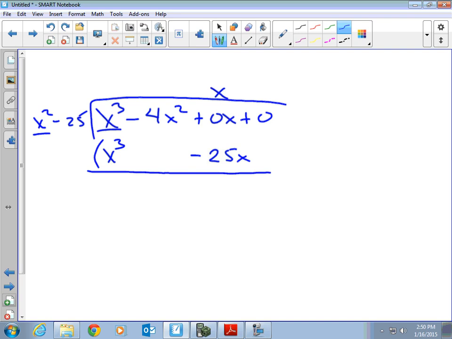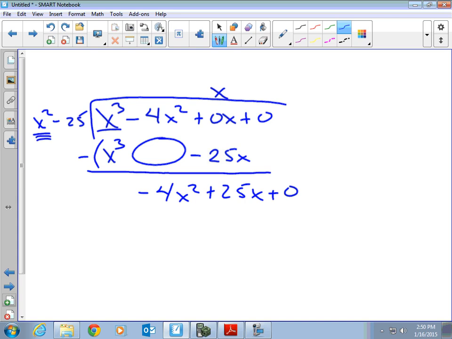Divide, multiply, now I subtract. X cubed minus x cubed goes to 0. Negative 4x squared minus 0x squared. There's nothing here, and so I have a minus 4x squared. 0x minus a negative 25x is a positive 25x. Bring down the 0. Next step. We divide, we multiply, we subtract, we bring down. Repeat.